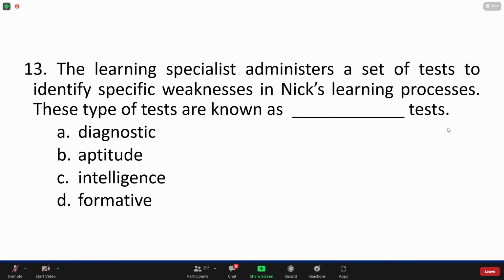Next number 13. The learning specialist administers a set of tests to identify specific weakness in mixed learning processes. This type of tests are known as blank tests. Letter A, diagnostic. B, aptitude. C, intelligence. D, formative.